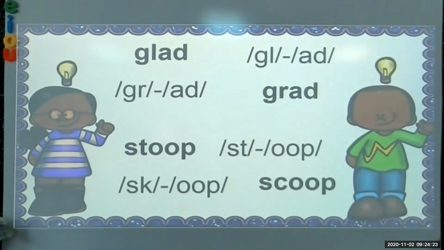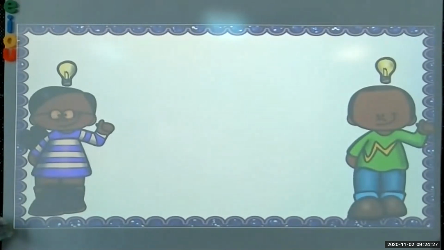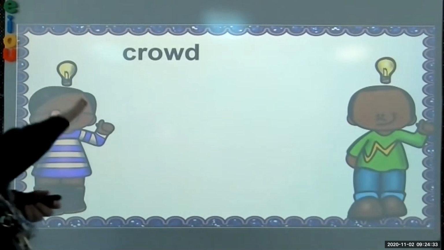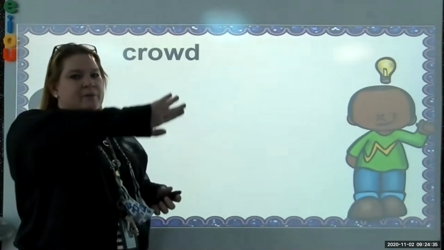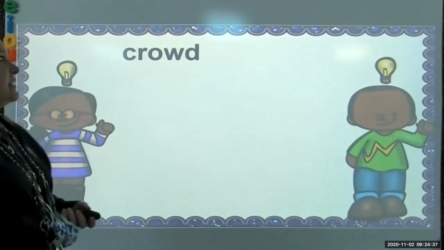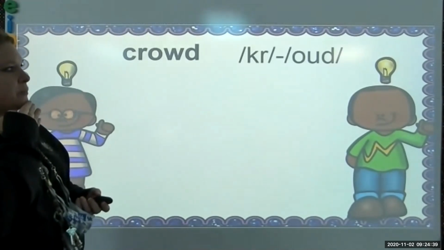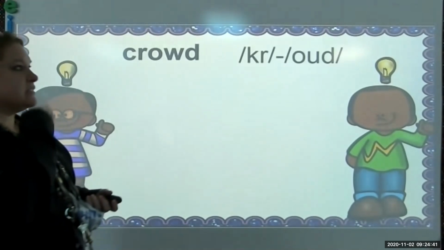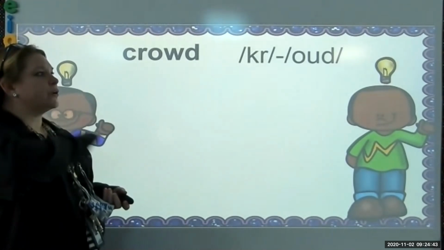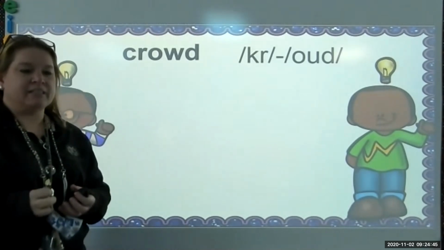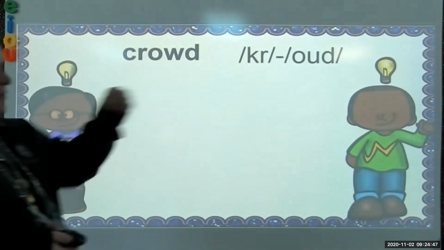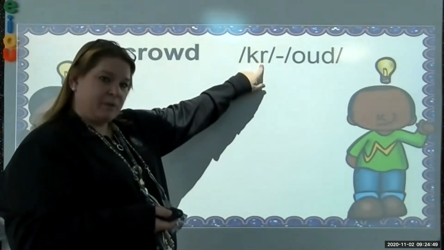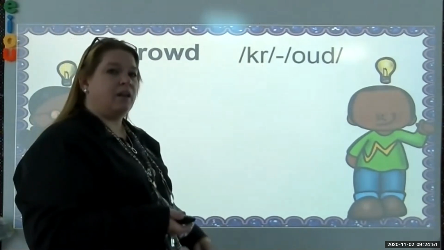All right, our next sentence. There was a large crowd watching the basketball game. Crowd. So our onset is the cr part, and the rhyming is the oud. Crowd. Good. All right, so I want to take out the sound and replace it with cl.